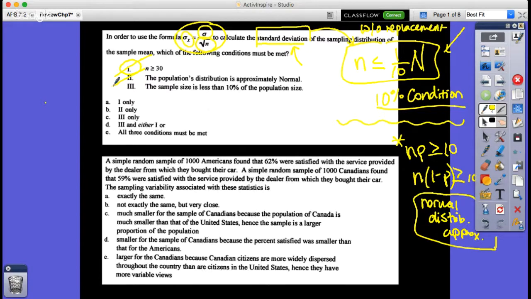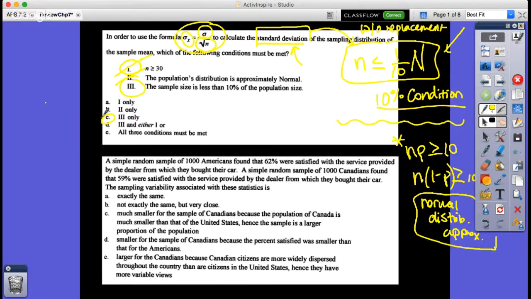So now let's look at number 3. Number 3 states the sample size, which is little n, is less than 10% of the population size. What's population size? Population size is big N. So actually this right here, number 3, refers to what I just wrote down on the top right, which is our 10% condition. Therefore, number 3 is the only one that is true, or the only condition that needs to be met. So number 5 has an answer of C. So we would say C, that 3 is the only condition that needs to be met in order to use our standard deviation formula.